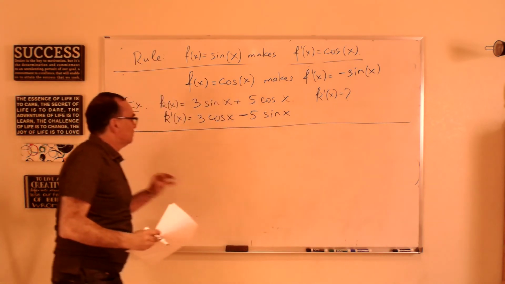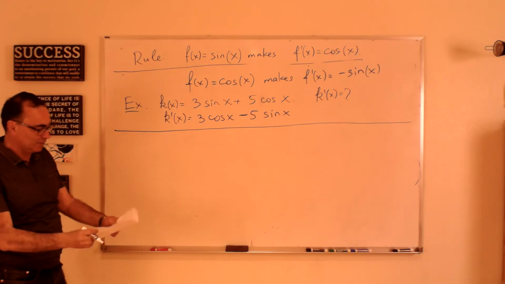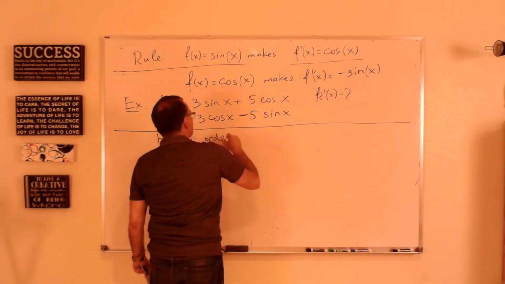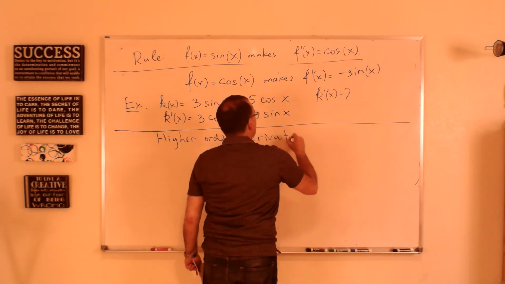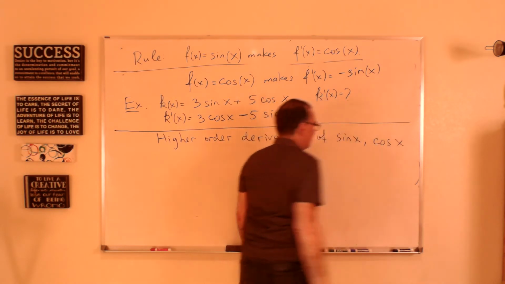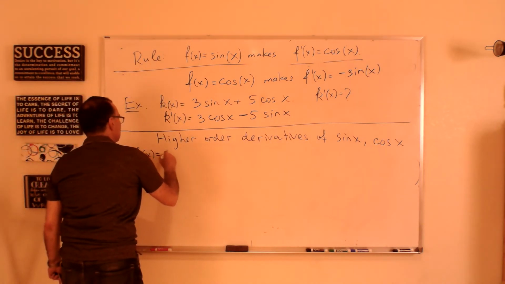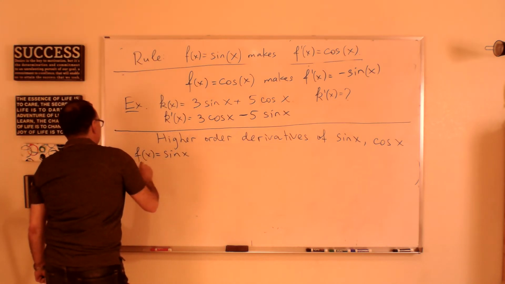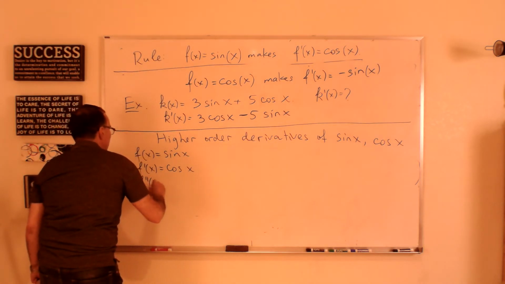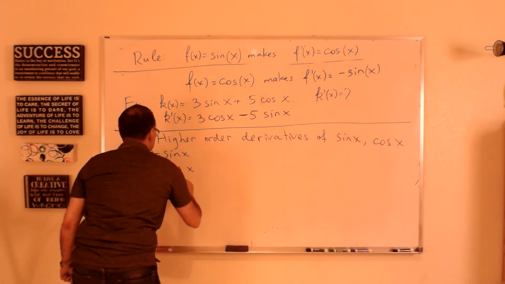And now I want to mention one more thing about sine and cosine. Pretty interesting thing is higher order derivatives of sine x and cosine x. In fact, they are pretty interesting, like I said. So let's calculate. For example, let's start with f of x equals sine x. And the derivative of sine we know is cosine x. Now let's do the second order derivative, which will be, of course, derivative of cosine, which we already know is negative sine, so it's negative sine x.